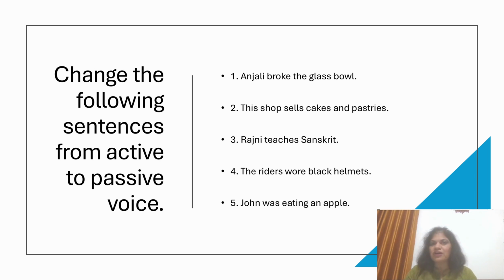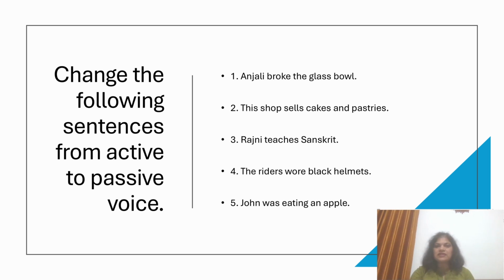Anjali broke the glass bowl. So here Anjali is the subject, broke is the verb, and glass bowl is the object. First you have to look at the tense of the sentence. It is in past tense, so you have to keep this in your mind. The glass bowl was broken. You have to use was, the helping verb, plus the third form of the verb break. Break, broke, broken. So the glass bowl was broken by Anjali.